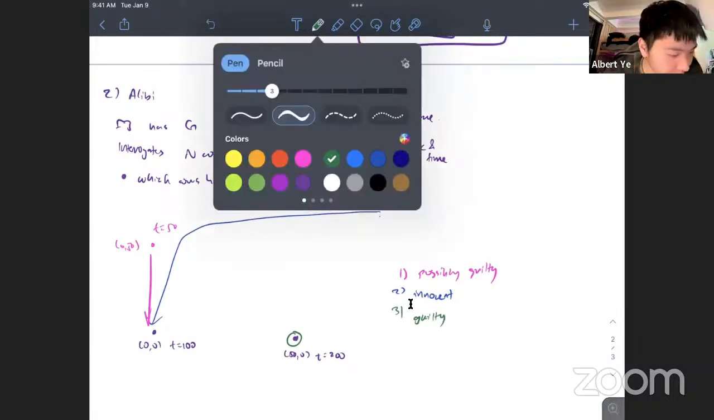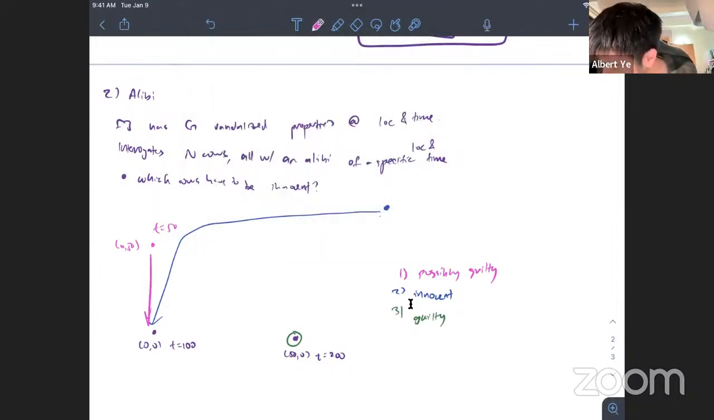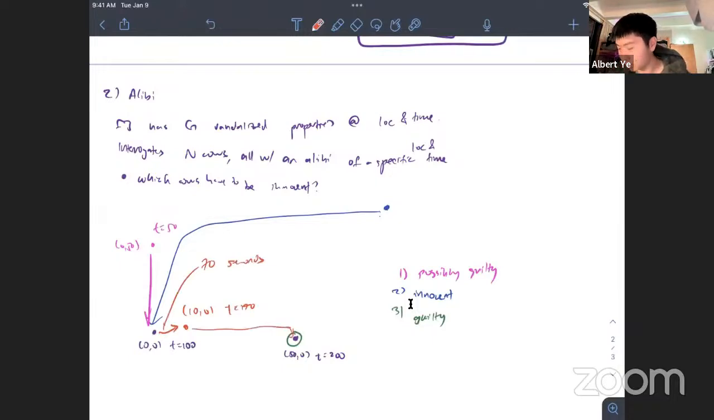And the last one, 10-0 at time 170. So this means that he would have had to have been able to travel from 0 to 10-0 in 70 seconds. Makes sense. But you'd also have to have been able to travel from 10 to 50 in 30 seconds, which does not make sense. So 4 is innocent.